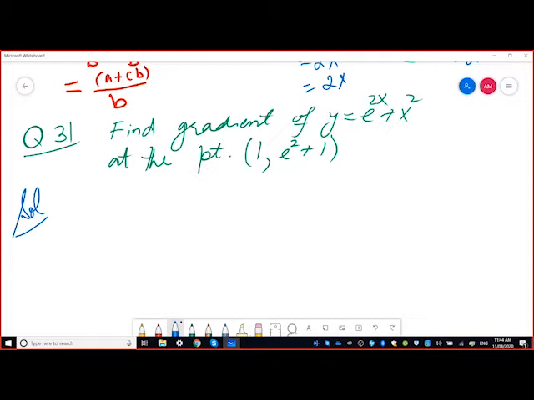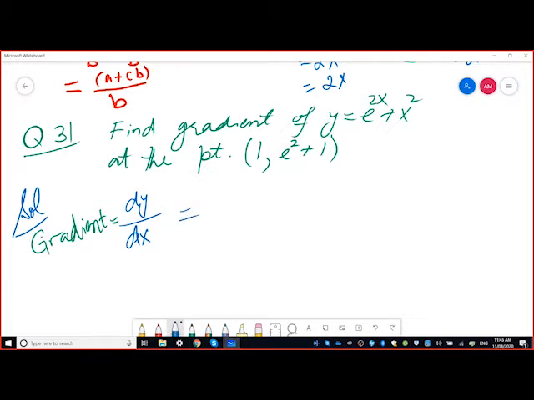How do you find that? You find the derivative. Yeah, the gradient is in fact the derivative. So the gradient of a function is its derivative. So you are trying to find dy upon dx, because that is the gradient. So find what is dy upon dx in this case.